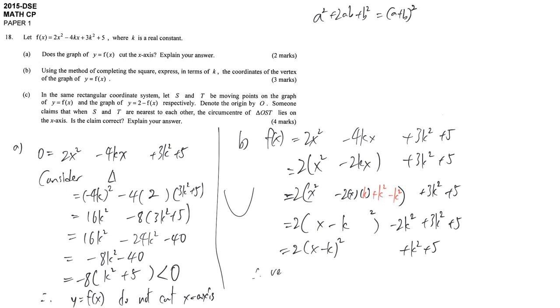So the vertex is k. When x equal to k, the square becomes 0, and then the outcome is k squared plus 5. The height is k squared plus 5.